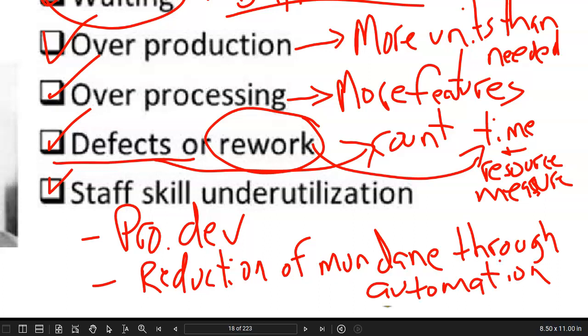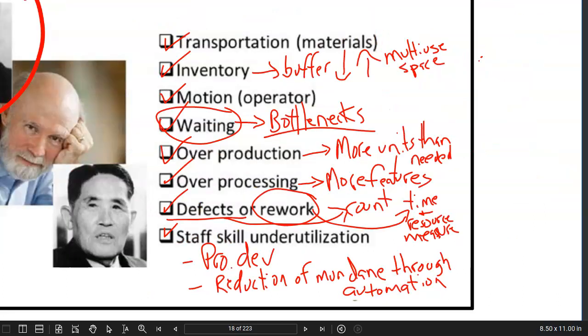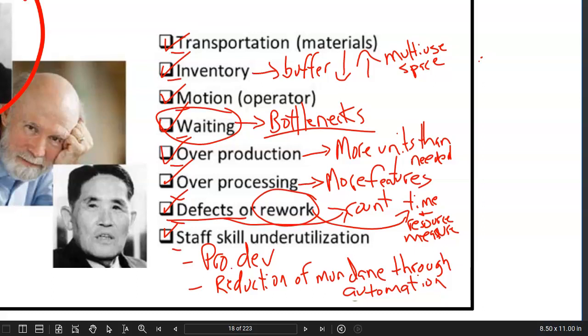Let's summarize now what we've covered. If we take a look at each of the 8 wastes and grab the first letter from each of the waste category types, there is a simple mnemonic that we can use to remember the 8 wastes. It's called TIMWOODS.